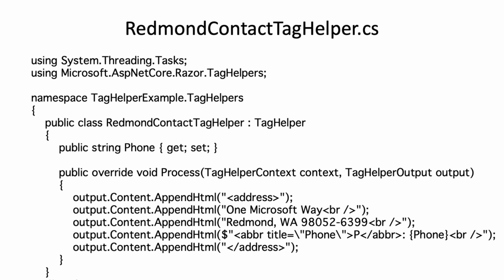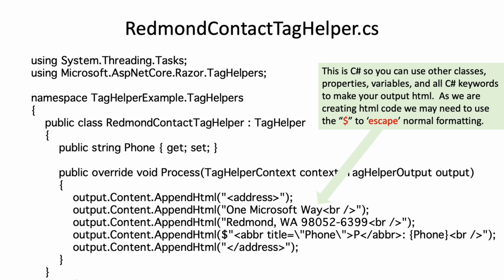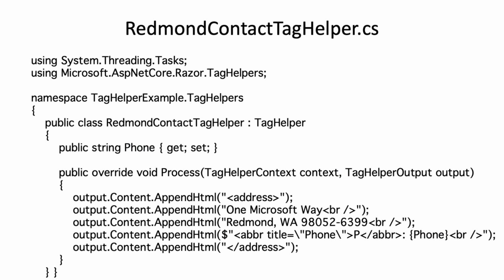Address is a special tag in HTML. We have our One Microsoft Way with a break, and then you will notice that we use C#. There's a $ sign for escape, so we don't worry about the slashes. There's my phone in blue where I'm passing it in. And we'll finish it off. Yes, right there. We're done with our method. That's all. It is not difficult.